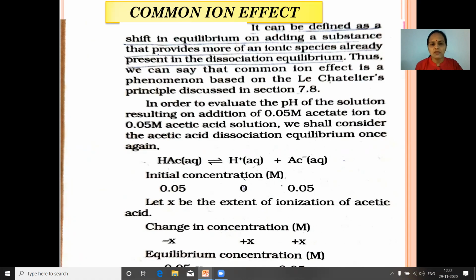Change in concentration, let it be minus x for HAc, plus x for H+ and plus x for Ac-. Then the equilibrium concentration is 0.05 minus x for HAc, x for H+ and 0.05 plus x for Ac-.